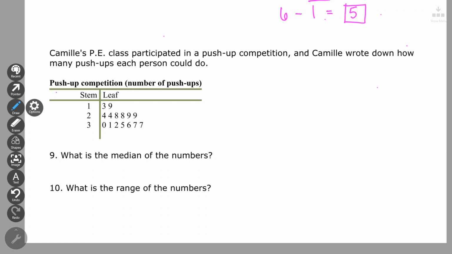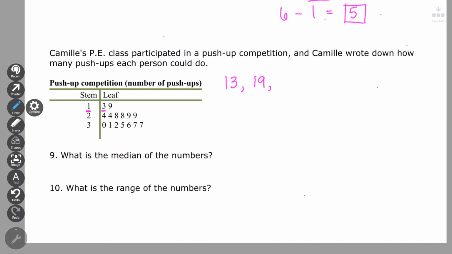So, the push-up competition, the number of push-ups done. All right, so if you got a 1 here, we're going to look at the first, and then you've got a 3, that would make the number 13. Then you've also got a 1 and a 9, which would make 19. And this is how we get our data points.